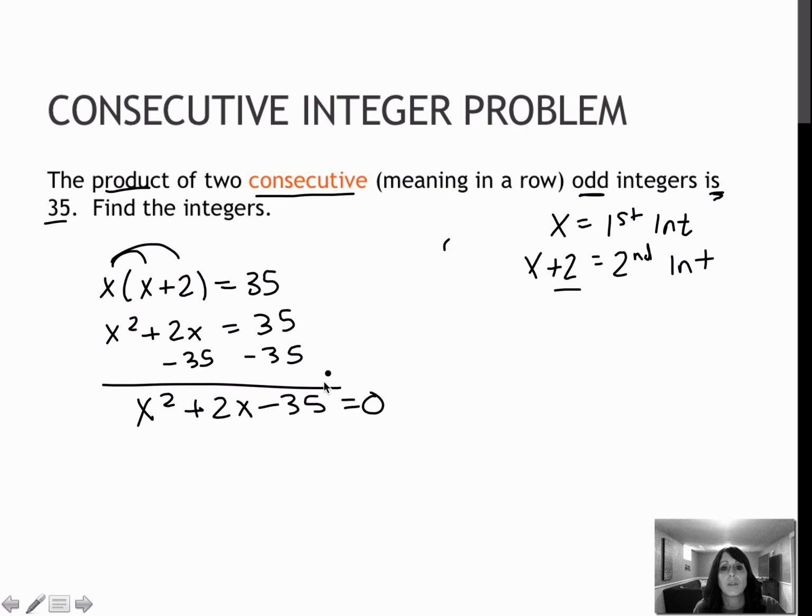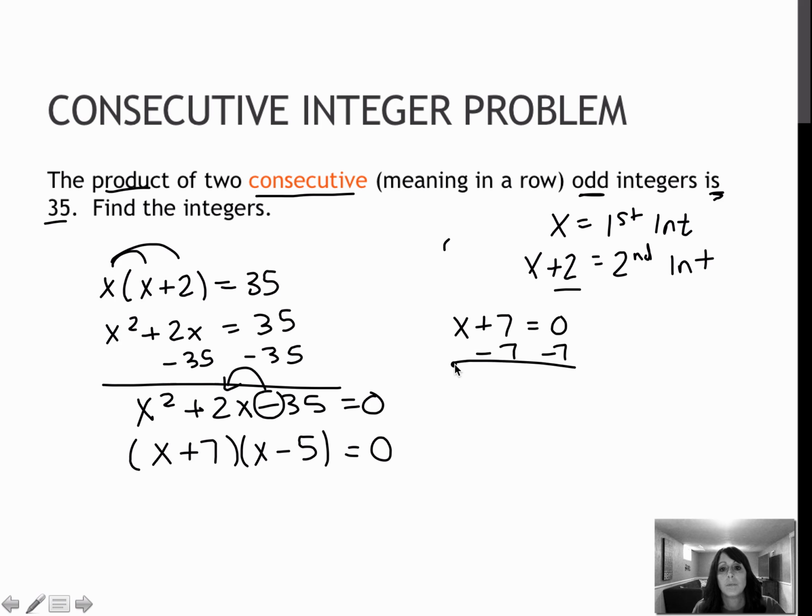So now I'm going to look for numbers that multiply to 35 that subtract to 2, which would be x plus 7 and x minus 5. Remember, those aren't my answers. That's just the binomials that I've broken them into. To then solve or find the integers, I'm going to set x plus 7 equal to 0, which gives me negative 7. And I'm going to set x minus 5 equal to 0, which gives me positive 5.